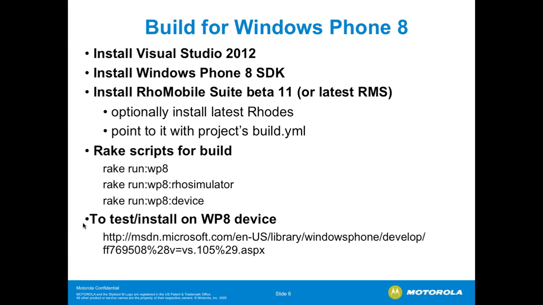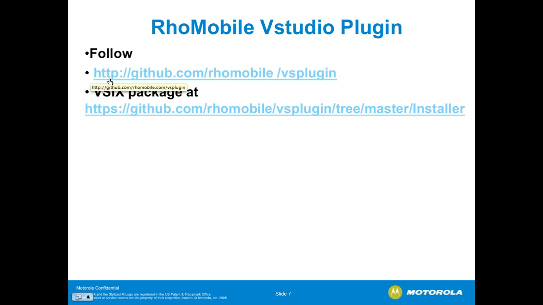Now, to test and install on a Windows Phone 8 device, you want to follow these instructions on how to set up your device. Normally, your device can only get things from the Windows Store, the Windows Marketplace. I do recommend testing on a device, just as we say for Android. Both the Android emulator and the Windows Phone emulator are a bit slow. More than a bit slow, and so I definitely recommend using both Rho Simulator and an actual device. This is something I highly recommend that you do.